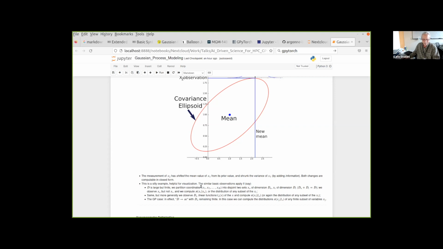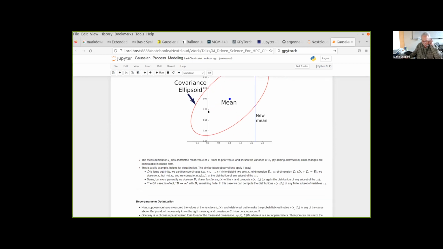Now, this is just a little silly example that is helpful for visualization, but I can make the same kind of observations if I change this two-dimensional example, or if I change D to be large but finite. If I partition these coordinates into two disjoint sets, a set XO, O for observed, and XI, I for ignored, so DO and DI sum to D. I observe XO and I don't observe XI. I can still compute the distribution of XI given XO. And the exact same thing happens as here: I get a conditional distribution of XI given XO, in which the mean of XI gets shifted over because of the information that I've added by observing XO, and the width of XI gets shrunken way down, because adding information always reduces the variance.